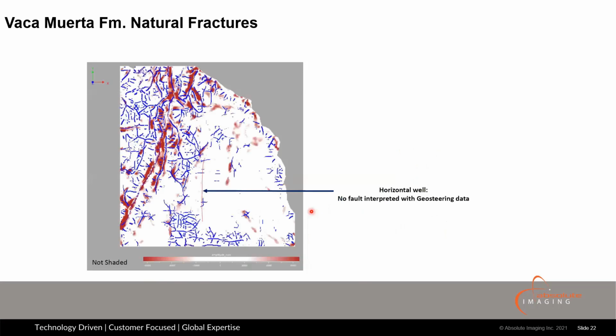And as a control well, we had one that was shared with us. On the side here, there was a well, and this was the path that was drilled. No fractures were detected, as well as on the geosteering data that was measured in the well itself.